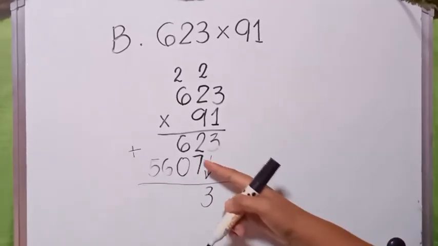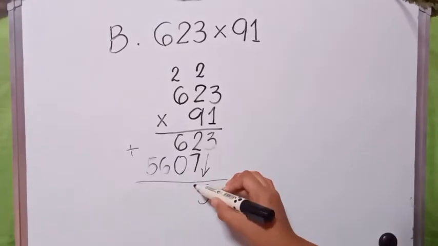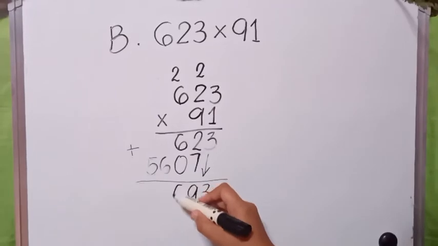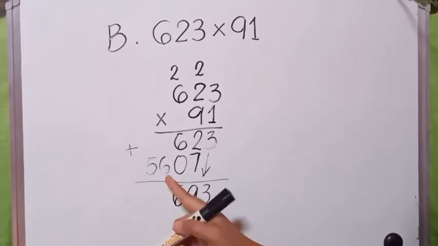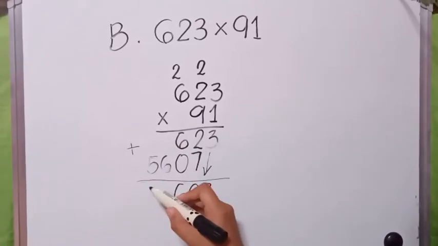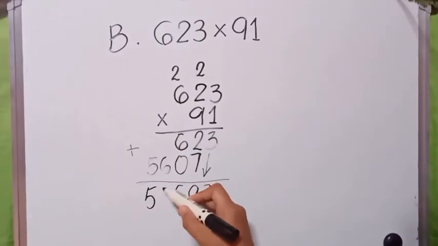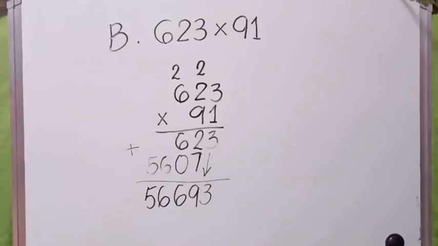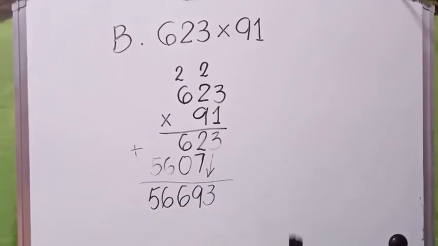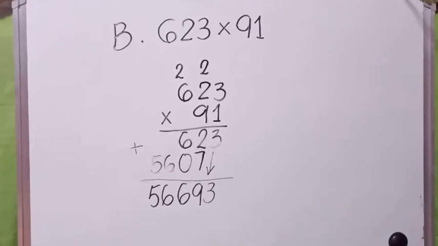3. 7 plus 2, that is 9. 6 plus 0, it's 6. Okay, and 56 has no other partner, we just copy it. Okay, is this our final answer? Not yet, because we need to make it in a standard form.